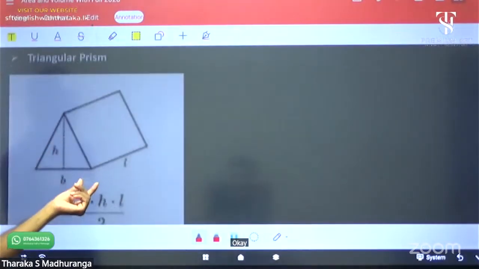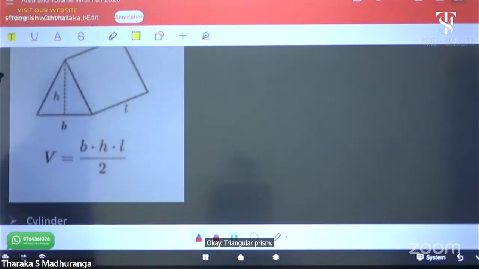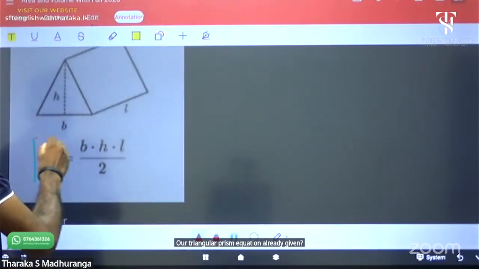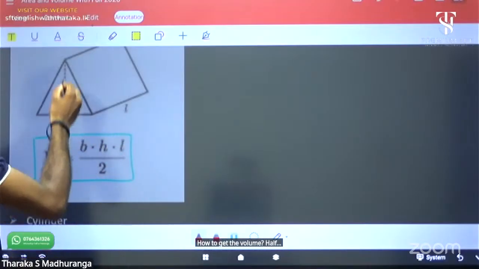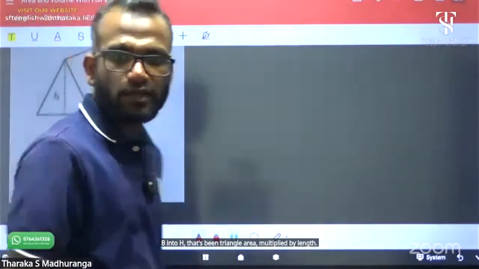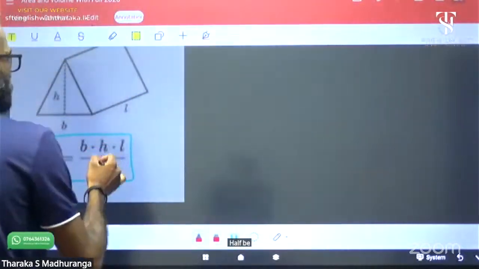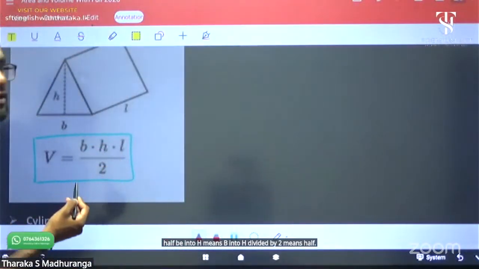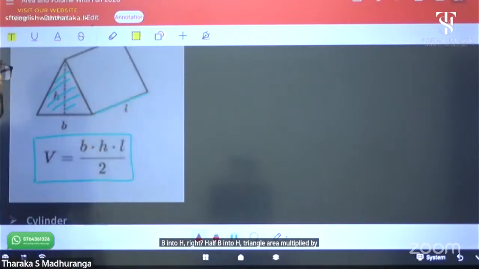Okay, triangular prism. A triangular prism equation is already given. How to get the volume? Half B into H. That means triangle area multiplied by length. Half B into H means B into H divided by 2, right? Half B into H. Triangle area multiplied by length.